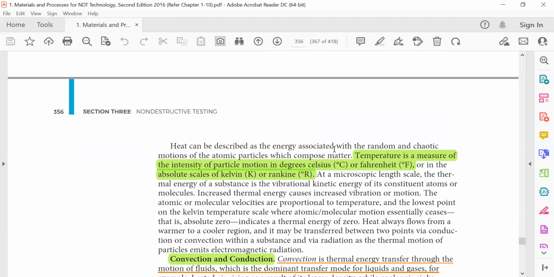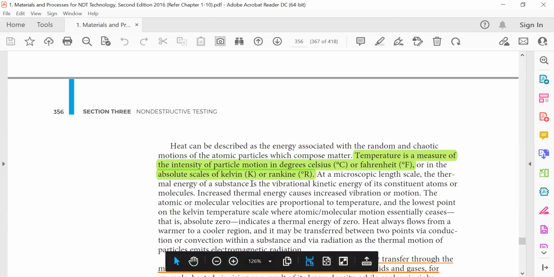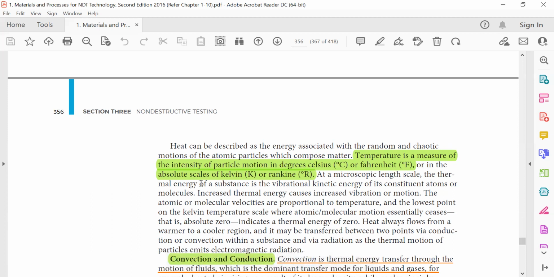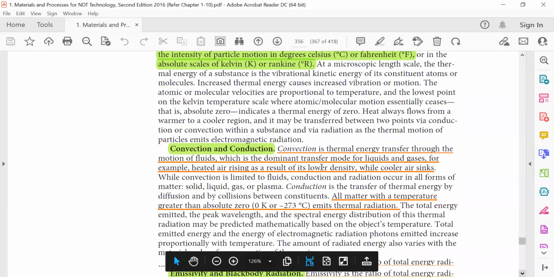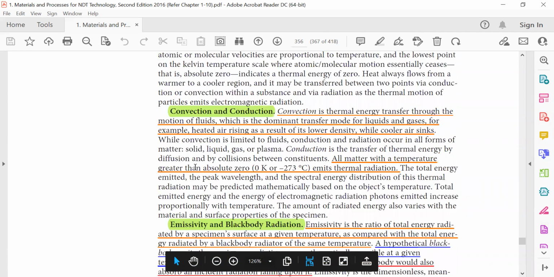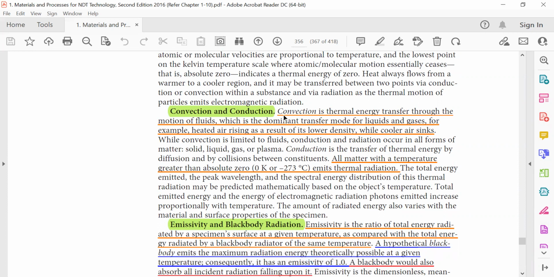Heat can be described as energy associated with random and chaotic motion of the atomic particles which compose matter. Temperature is a measure of intensity of particle motion in degrees centigrade or Fahrenheit, or absolute scale. The relative scales are Celsius and Fahrenheit, and the absolute scales are Kelvin and Rankine. Already described very well in the previous video. Please have a look. Convection and conduction.